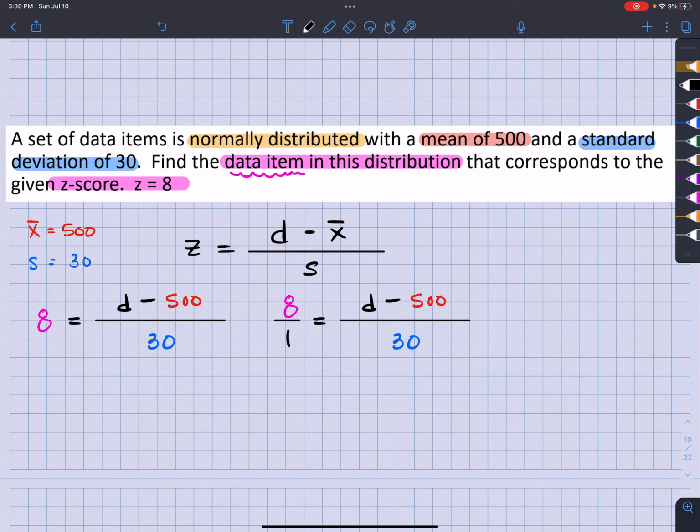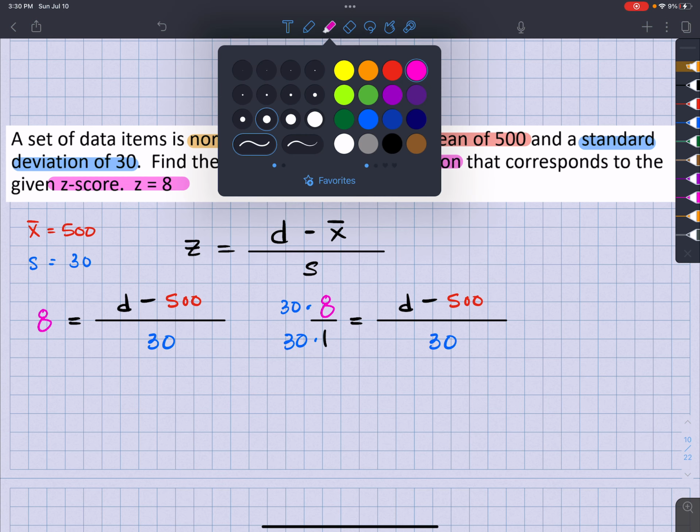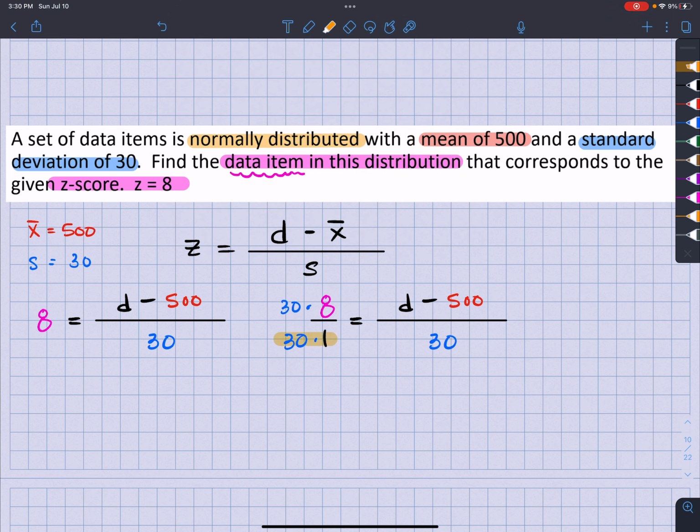Then I want to get common denominators. This already has a denominator of 30. This has a denominator of 1, so I can make the 1 look like the 30 by multiplying top and bottom by 30. 30 times 1 is 30, and 30 is 30. Since this is an equation, if the bottoms are the same, the tops must be the same. So I get 30 times 8, which is 240, equal to d minus 500.